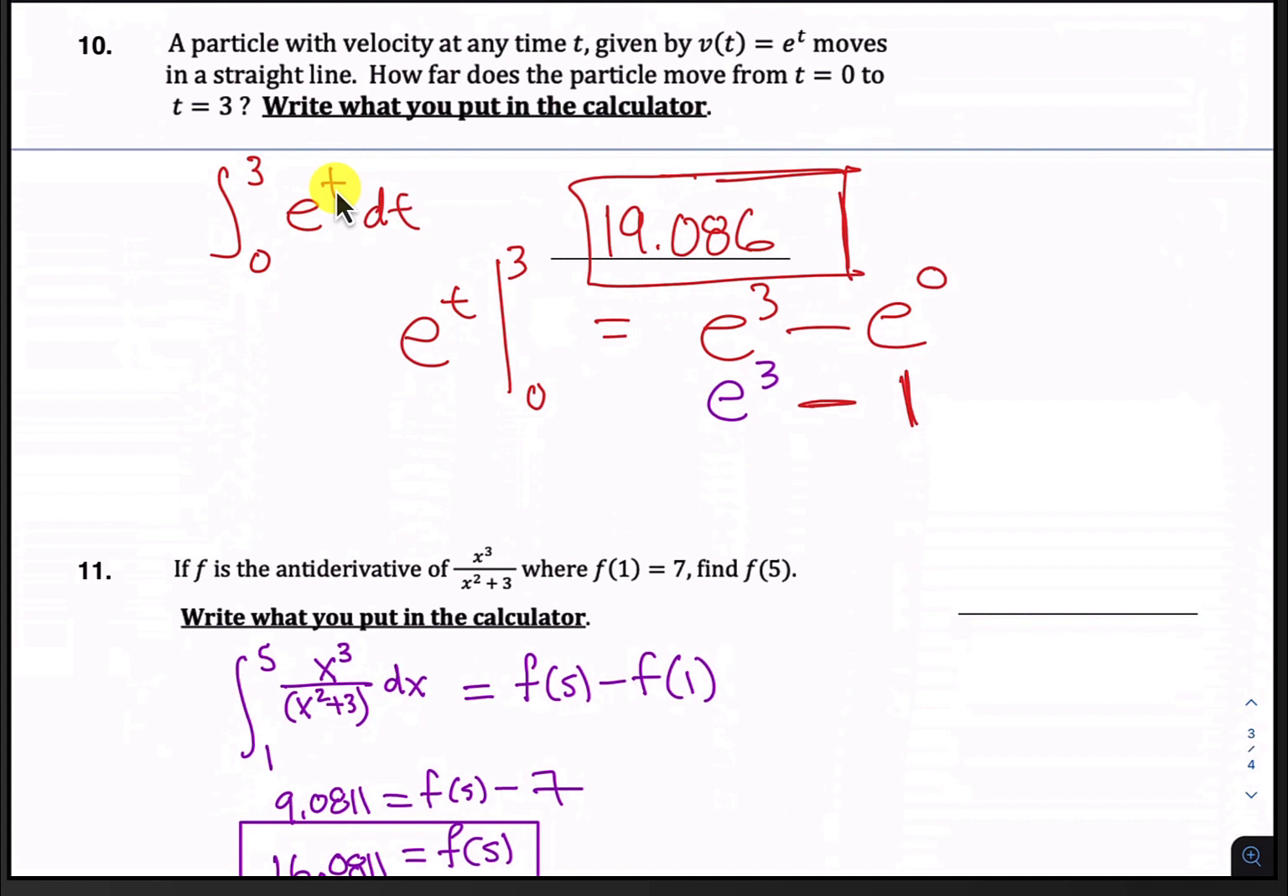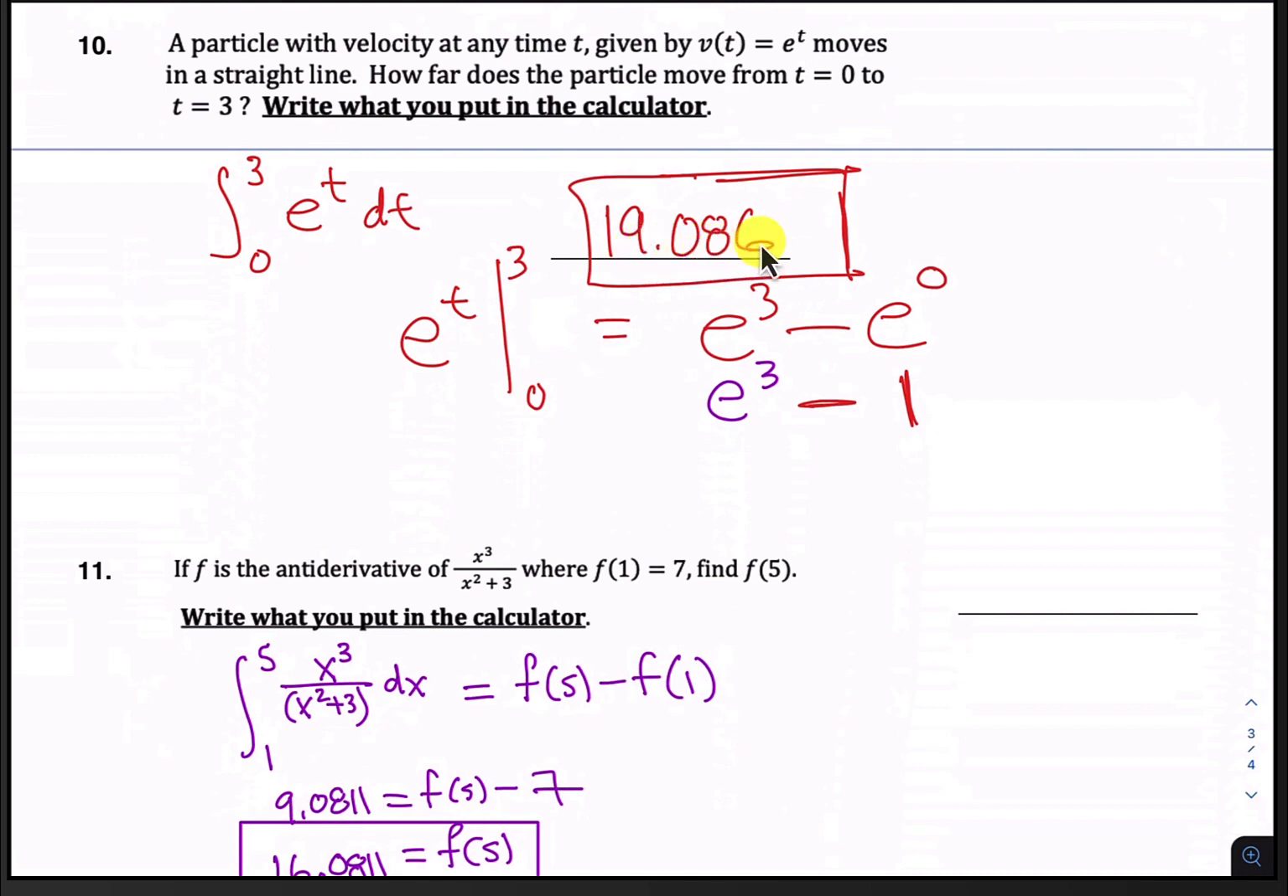Now, we know the integral of e to the t is equal to itself. So we evaluate e to the t from 0 to 3. Plug the 3 in first, and then plug in the 0 and subtract in between. So that's e to the third minus e to the 0. And you can just put that in your calculator. We know e to the 0 is 1. So just evaluate e to the third and then take away 1.